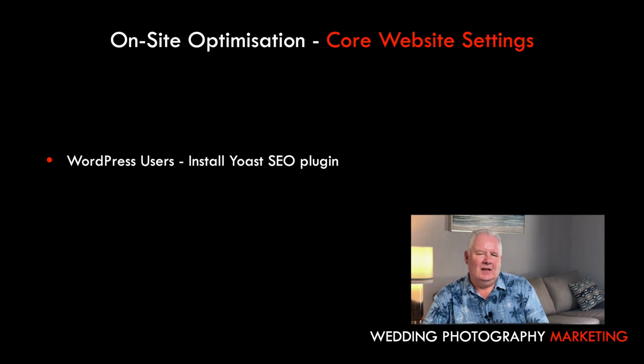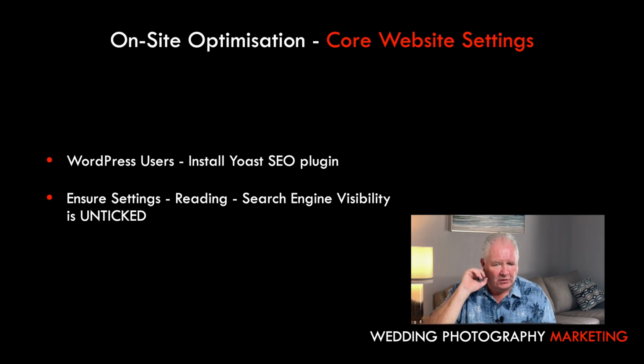Let's look at website settings. If you're using WordPress, the first thing I always suggest to people is to install the Yoast, Y-O-A-S-T, SEO plugin. This is a little plugin which will ensure that your pages are being properly optimized, and there are settings in there that will make sure that your site is structured properly for Google to index it. With WordPress in particular, make sure that if you go into settings and then reading, the option that says search engine visibility is unticked. Make sure that Google can index your site.